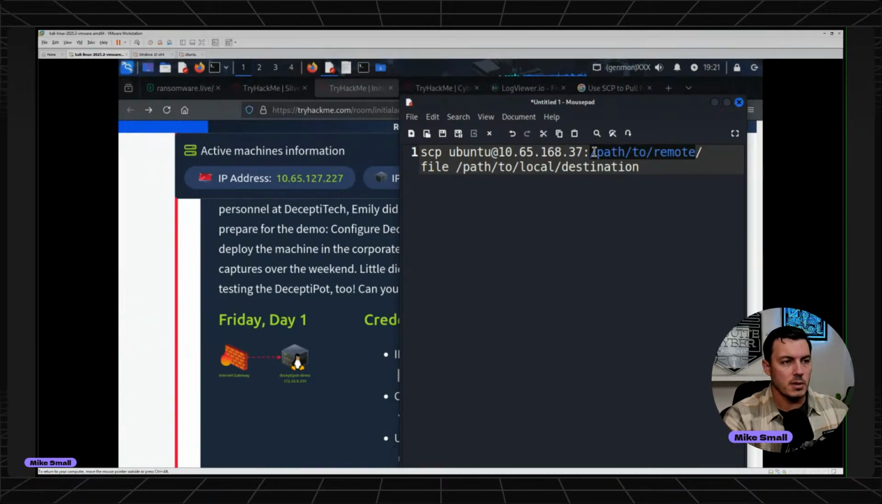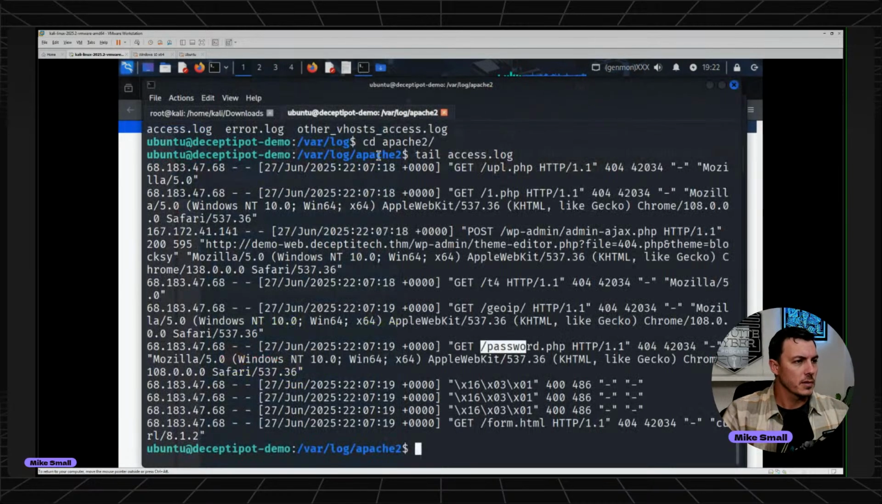So this is going to be /var/log, and I think it was Apache 2. We'll just look at this real quick. Yep, Apache 2 lowercase, and then we'll need access.log. We'll pull this real quick.